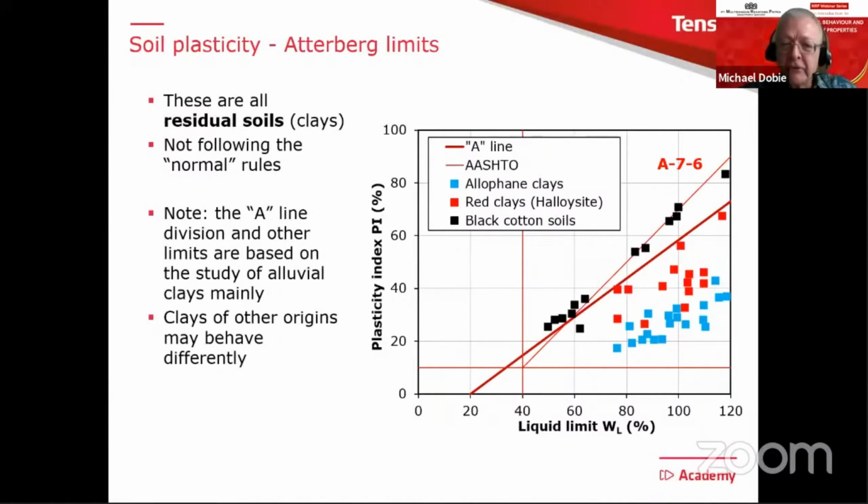The point is that the red clays and the allophane clays plot well below the A line, but they are clays. So the point here is that the derivation of these ideas has come principally from alluvial soils. And sometimes those distinctions don't apply very well to soils with other origins. So we need to be aware of that when we look at this data. So if you looked at that blue material and said, oh, that's a silt, in this particular case, you would definitely be wrong.